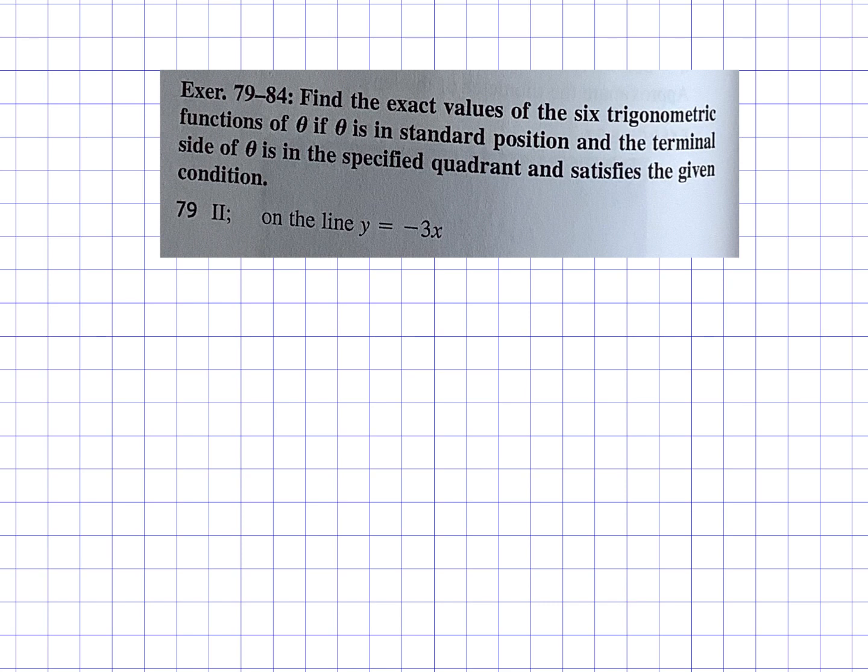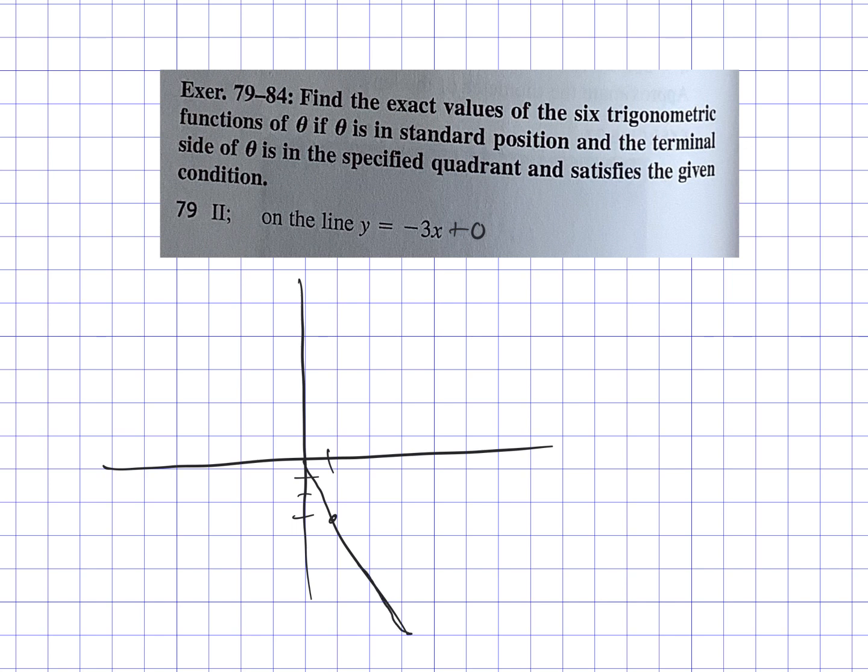Find the exact values of the 6 trigonometric functions in the specified quadrant. Okay, so you're just thinking about this. So y equals negative 3x plus b. Y equals mx plus b. So here's what that looks like. So your slope is negative 3, down 3 over 1. Boom. And so you're in the second quadrant.